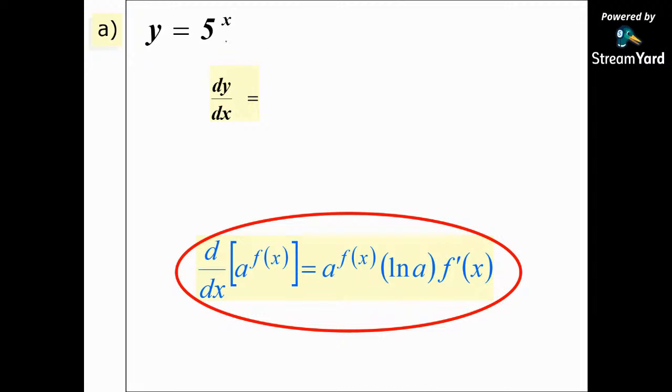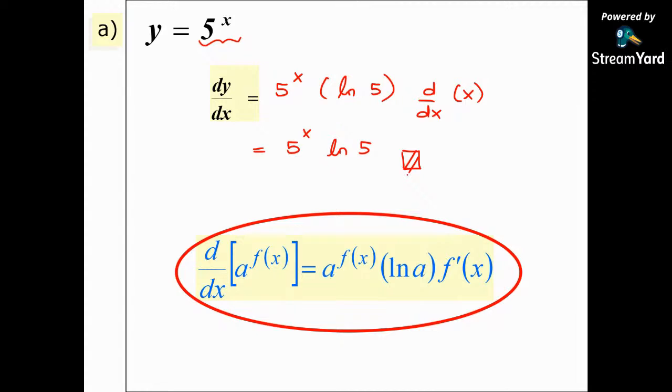So in this case, we're going to copy down everything first. So it will become 5 to the power of x, and then ln of the base. This one will become ln of 5 because we have 5 as the base. And then we should differentiate the power. Differentiating the power x, we get 5 to the power of x ln of 5, and differentiating x will simply become 1.